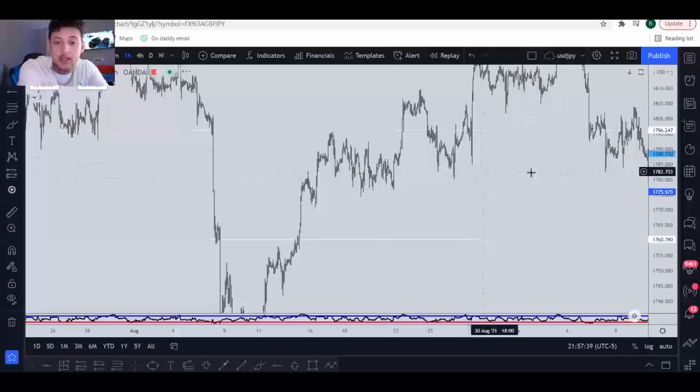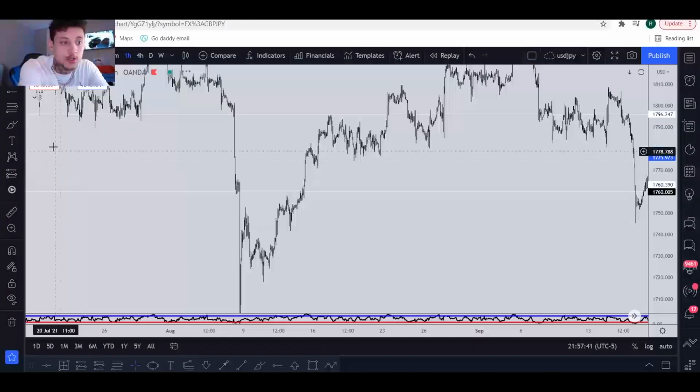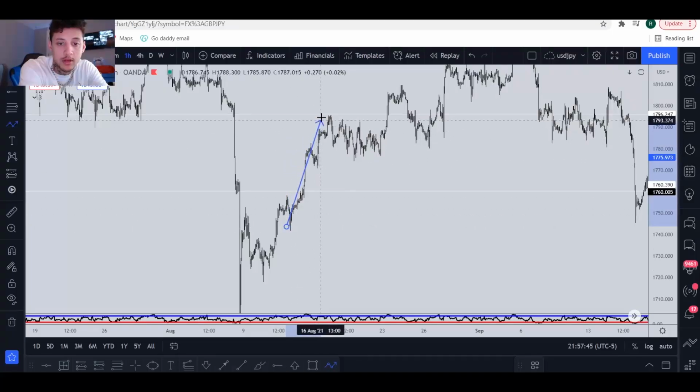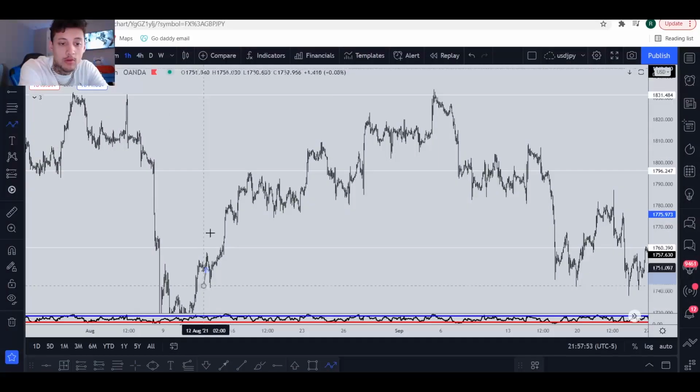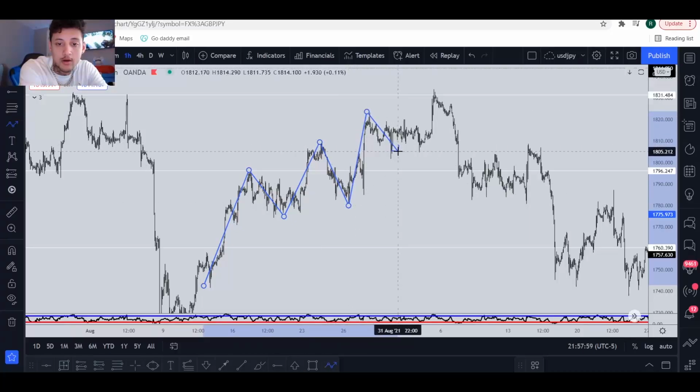But anyways, let's look at our main levels of structure here, right? We have point A, point B, point C. Then we have this. Then we have this. Can I move this up? Right, I'm going to move it like this. We have higher high, higher low, higher high, higher low, higher high, higher low, and then higher high, then a break of structure. Then we have a lower high, lower low.